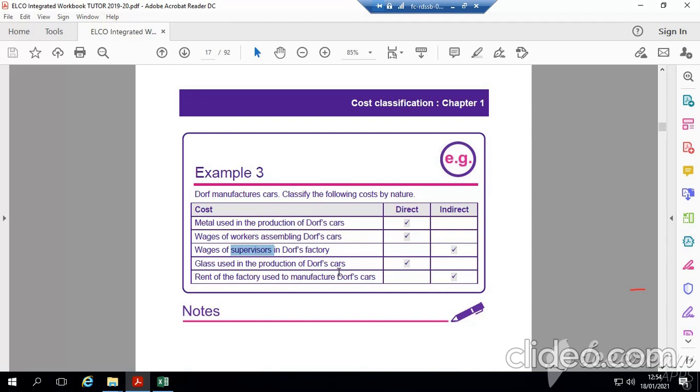Glass used in the production of cars. Again, this is another different material used in making a car, so it is going to be direct cost. It says rent. Rent is probably rent for the whole factory. So this is going to be indirect cost.